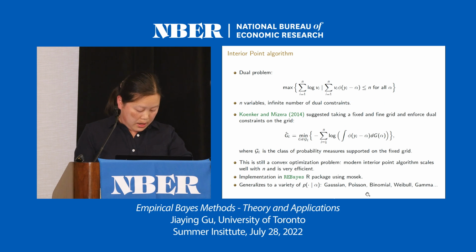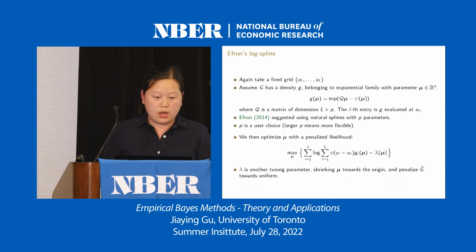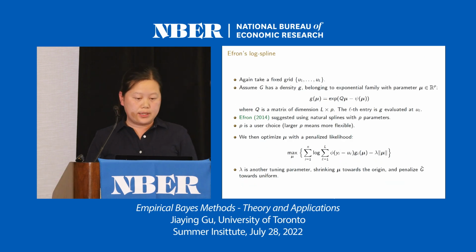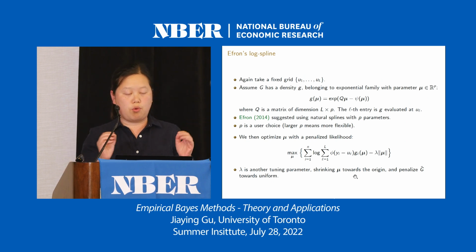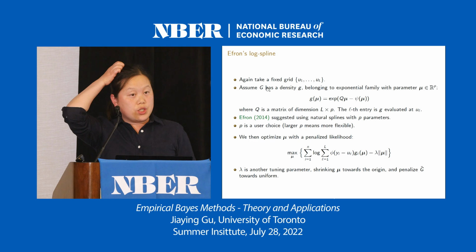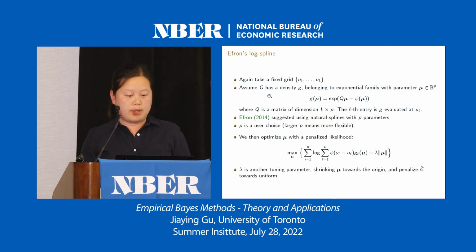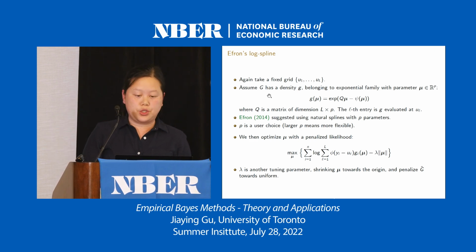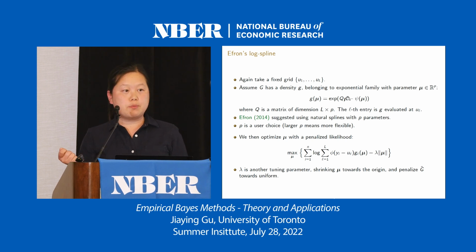Okay, what about Efron's method? The idea of Efron's method is we again take a grid. Okay, so take u1 to uL as your grid for alpha. Let's assume that G has some smoothness. Let's assume that G has a density, little g, that belongs to the exponential family characterized by a finite vector mu. The dimension of mu is p, right?